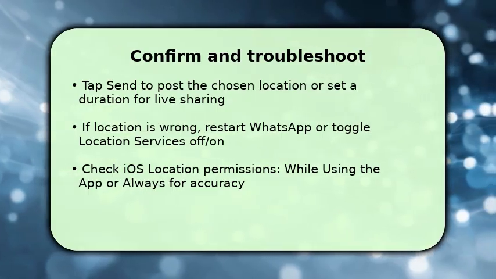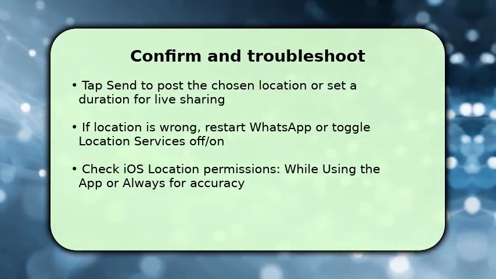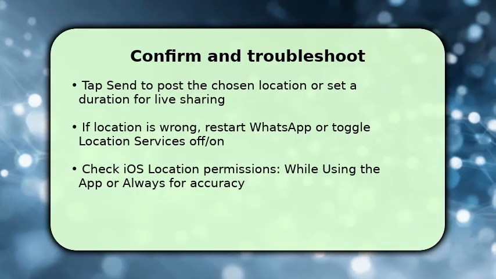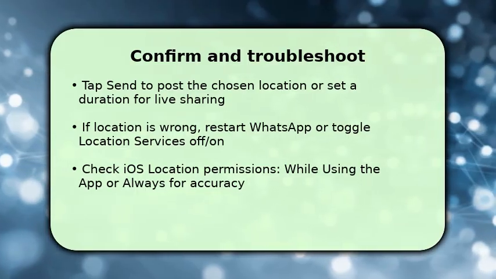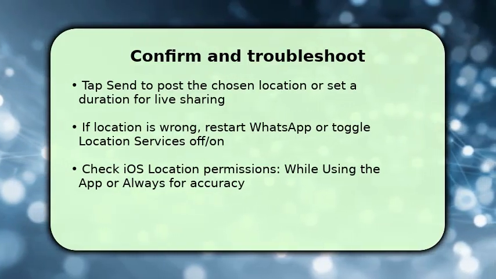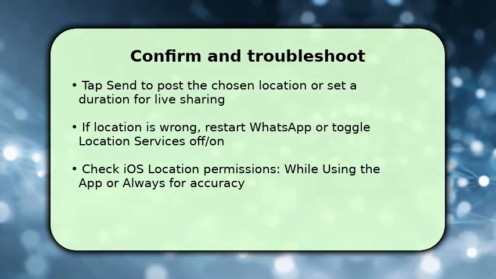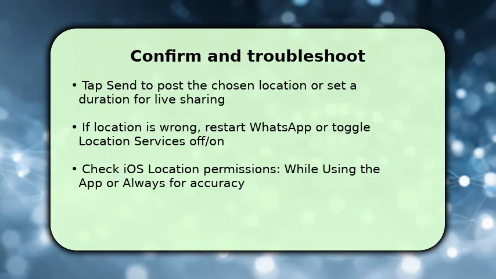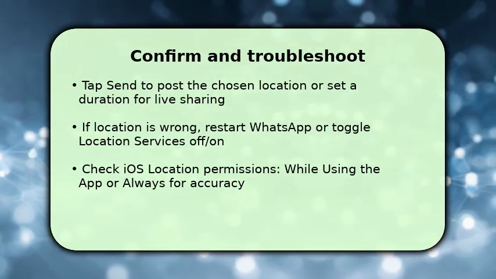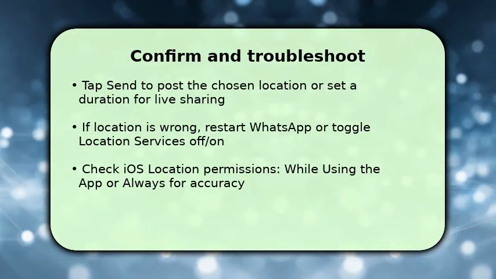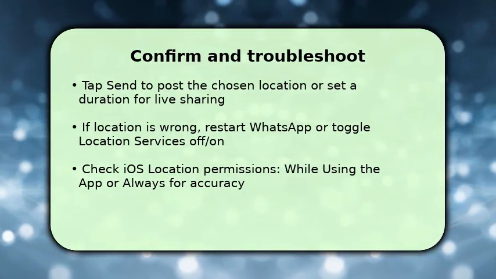If the location seems incorrect after sending, try restarting WhatsApp, and if needed, toggle location services off and back on in iPhone settings to refresh GPS locks. Also verify WhatsApp has the recommended permission, while using the app or always, so coordinates update reliably. If problems persist, reboot the phone. That often recalibrates the GPS and resolves lingering inaccuracies quickly.